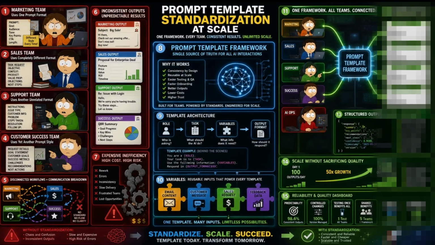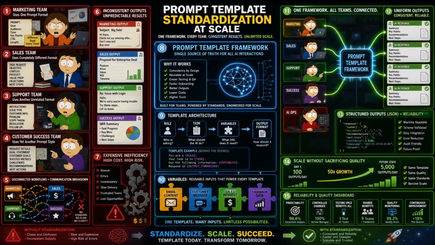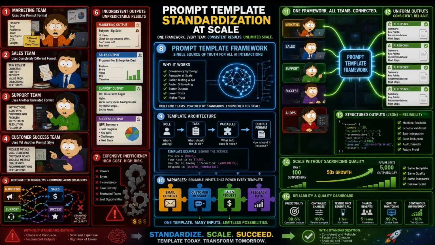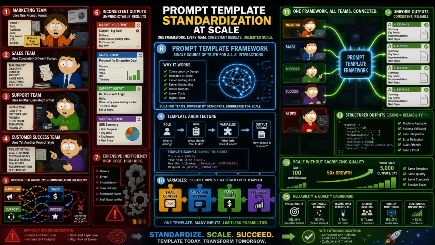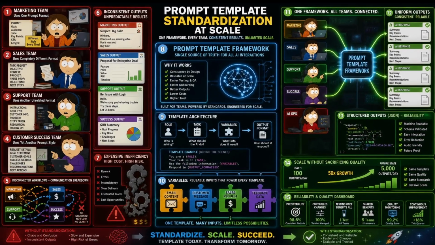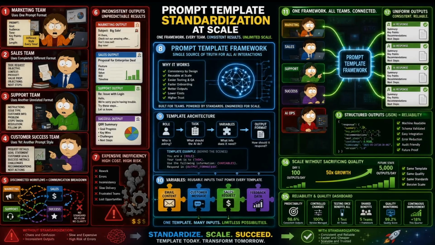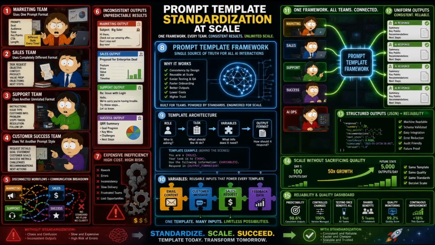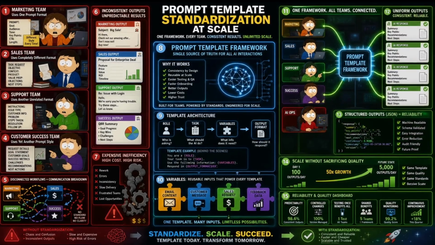You are an expert customer service analyst. Analyze this customer email, classify the sentiment as one of. Return only this JSON structure: the sentiment as a string, the confidence as a number, the category as a string, and action needed as a boolean. See those brackets? Those are variables. They change for each use. The structure stays exactly the same.